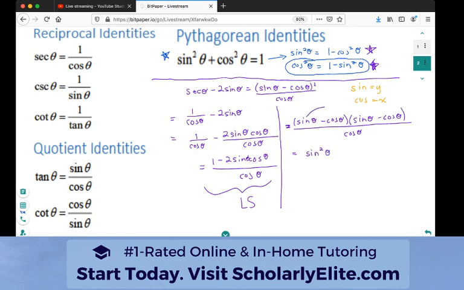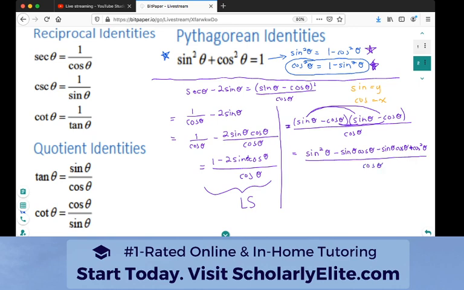So here, sine theta times sine theta is sine squared theta. Then sine theta times negative cos theta is going to be negative sine theta cos theta. Then here we have negative cos theta times sine theta. And again, you can rearrange these because it means the same thing, and it's easier to understand later when we bring everything together. And then we have negative cos theta times negative cos theta, which is positive cos squared of theta, all over cos theta.